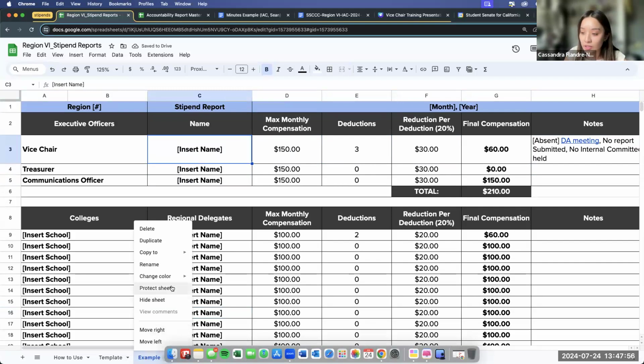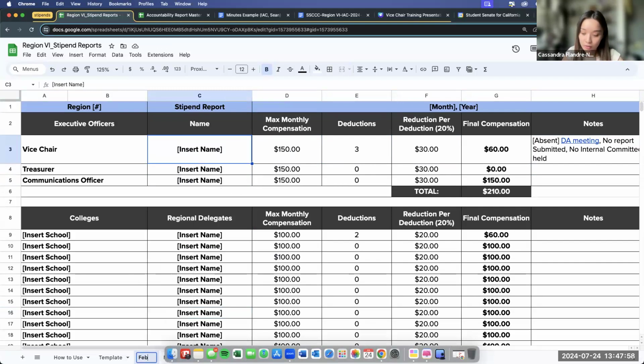So you just right click on the sheet you made a copy of, click rename and do February. So that way you can see on the bottom, like, okay, I am approving the February stipend and accountability reports. So you'll click on February sheet and you'll know this is for the month of February. So with that, I'll be moving on to the accountability reports.